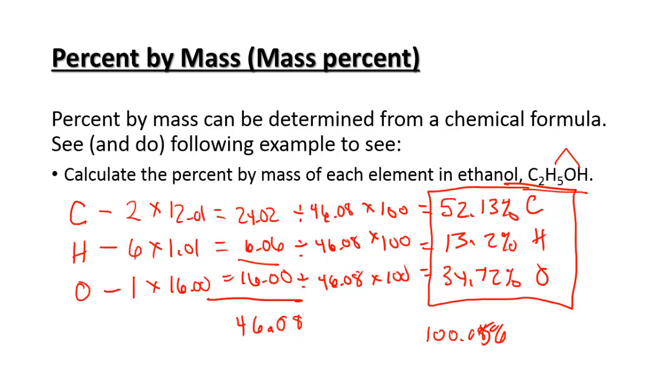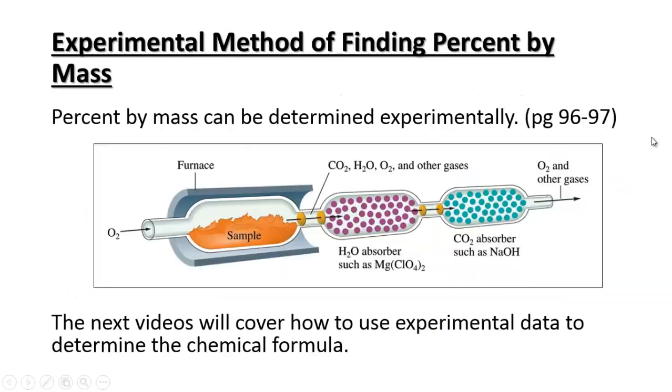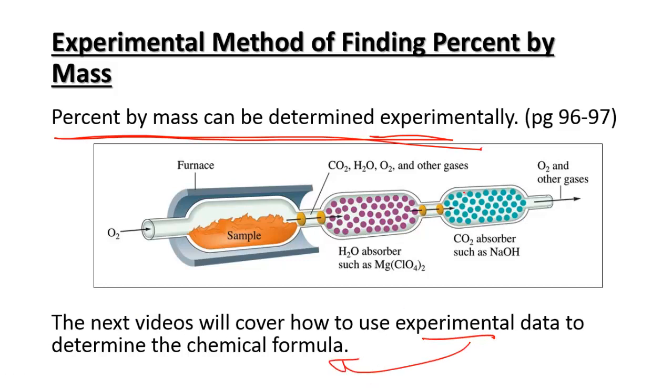Now, because we can take a chemical formula and convert it into percent by mass, we should be able to go the other direction. Percent by mass can be determined experimentally, and we can actually eventually turn those experimentally determined percent by masses back into chemical formulas. And that's what the next videos will do. We will look at taking experimental data and working it back into the chemical formula. I do encourage you to read page 96 and 97 just to look at some experimental methods for how we can figure out percent by masses. Alright, good job.